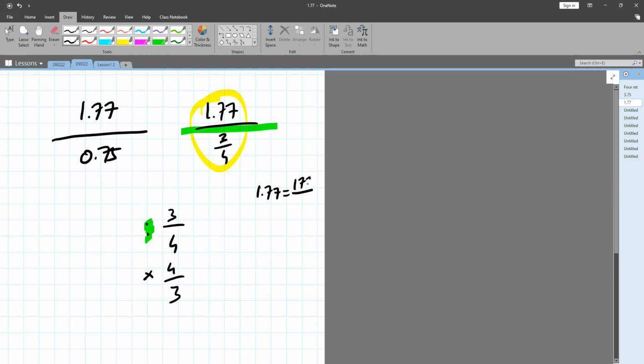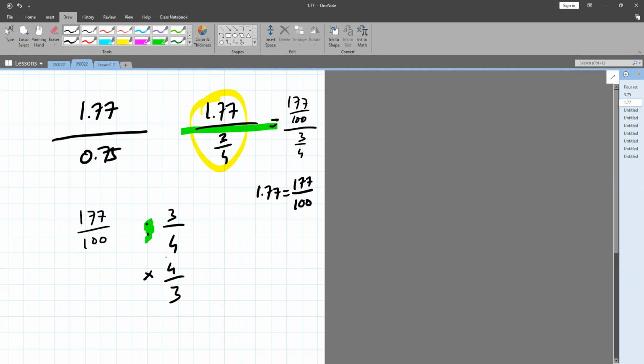177 on 1,000. No, not on 1,000. 100, yeah. So what you have here is actually 177 on 100, and then you divide by 3 on 4, yeah? So 177 on 100 divided by 3 on 4.